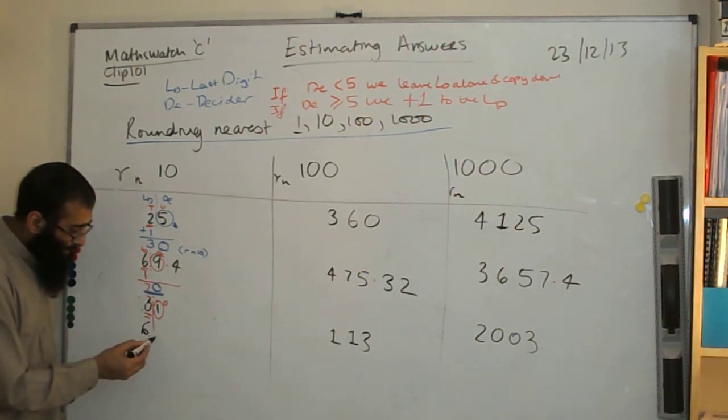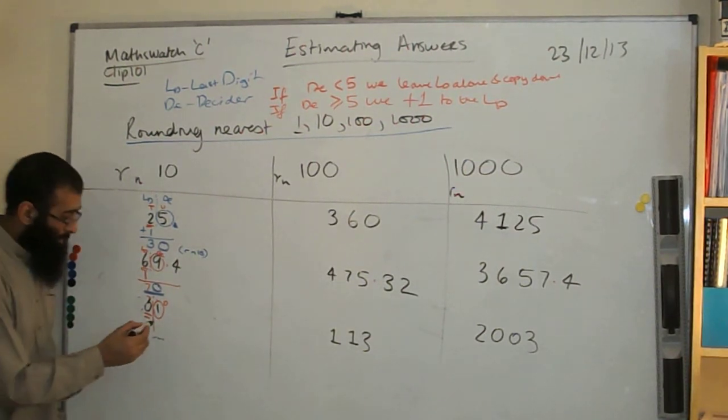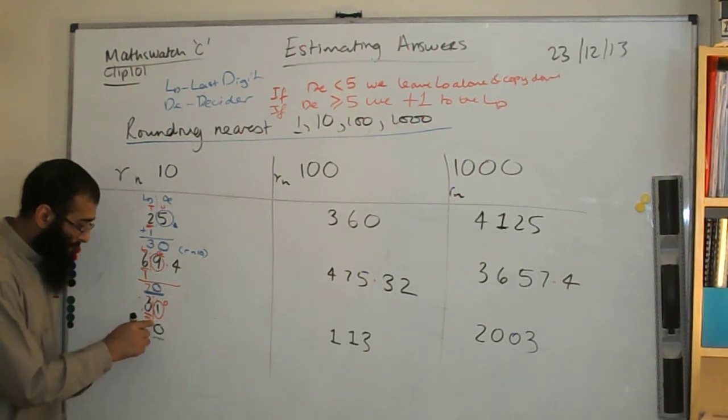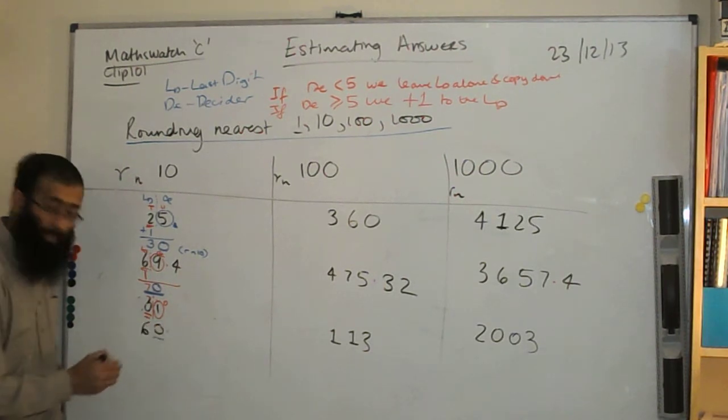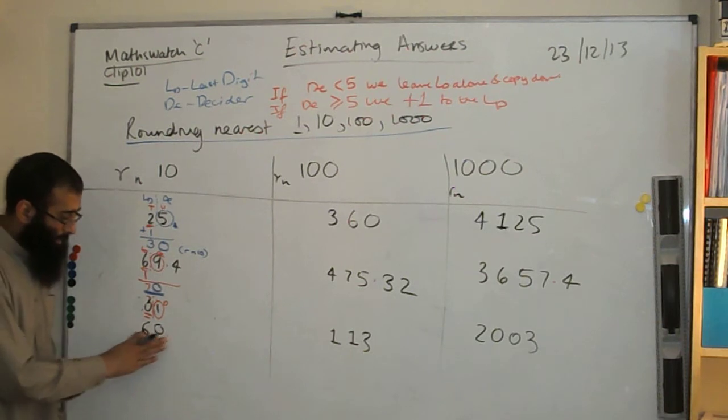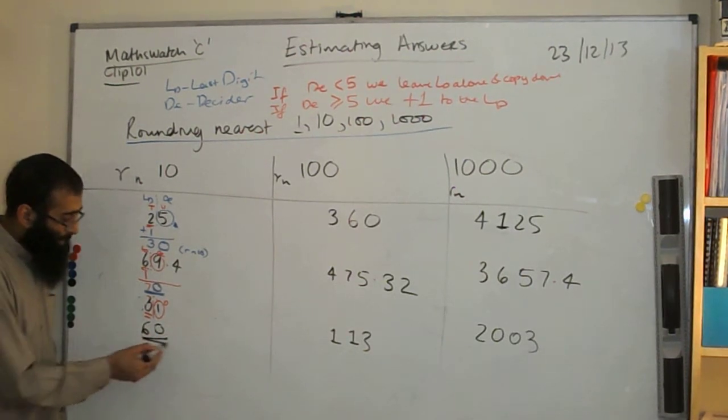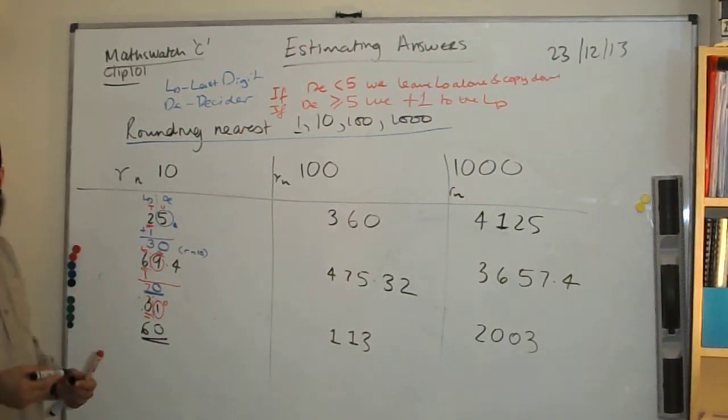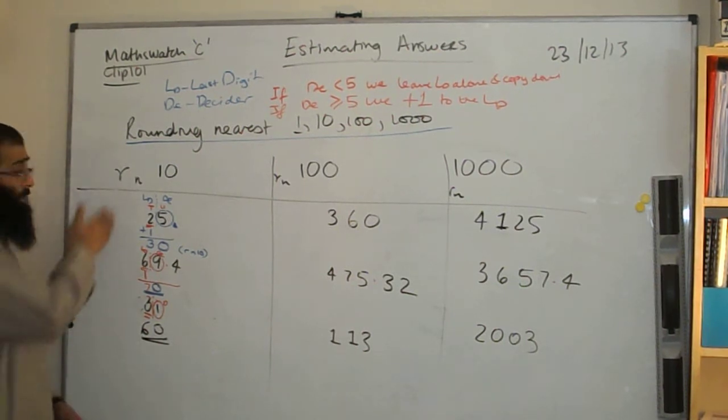Now we have a gap here. So what do we do with the gap? Put a 0. And we stop at the decimal point, which is there. So the final answer is 60. Okay, folks, are we happy with that? Is that making sense?